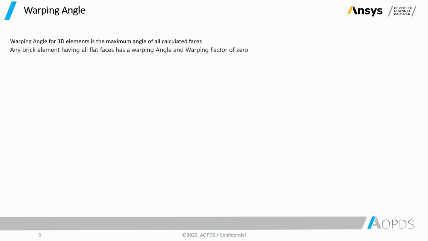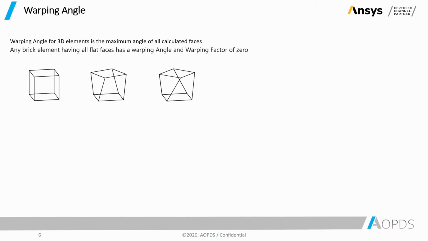Any brick element having all flat faces has a warping angle and warping factor of 0, which is pretty obvious. As you can see, here we have a perfect cube, and then we are going to start gradually twisting this cube, and it is not going to be 0 anymore. Note, if warping angle and warping factor is 0, it does not mean the element has a perfect shape.